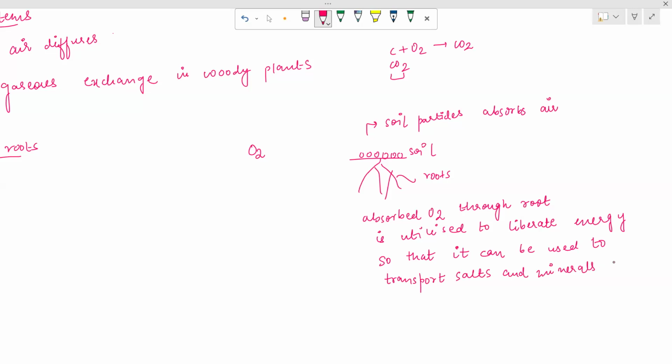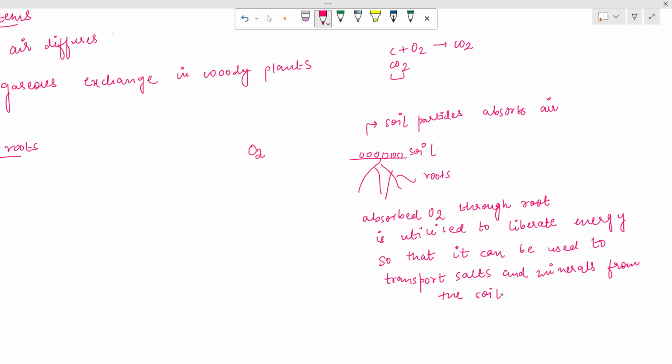Ma'am, I had one doubt. Yes, dear. Does respiration in roots only happen during the night? Your voice was breaking, dear. Respiration in roots, does it only happen during the night? During the night. See, dear, it requires the carbon dioxide.